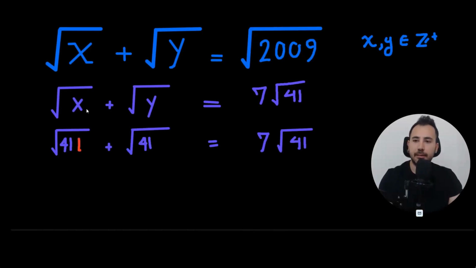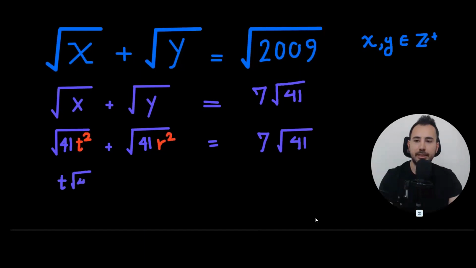To do that, let's call x 41 multiplied by t squared, and y 41 times r squared. Why is that? We know that x is supposed to be a multiple of 41, so is y. But why t squared? Because it has to be in this form, since when we push it out of the square root, it has to be an integer. So we write it like this so that it is a lot easier.